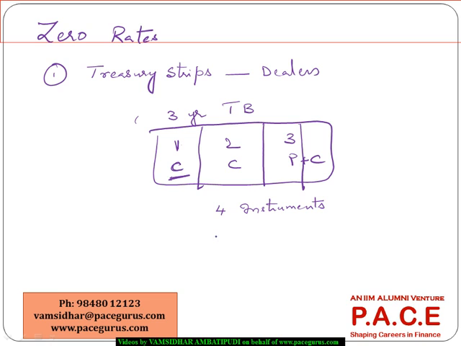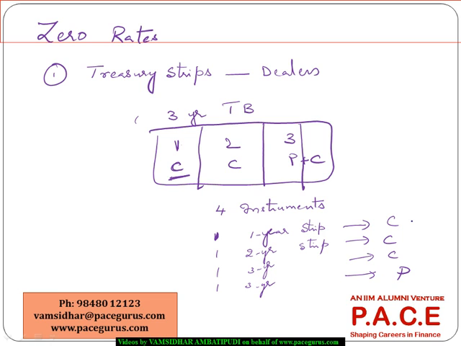So he'll sell it as one 1-year strip which will pay C on maturity, one 2-year strip which will pay C on maturity, one 3-year strip which will pay C on maturity, and one 3-year strip which will pay P on maturity. So this one single bond is getting stripped into 4 different individual zero coupon bonds.